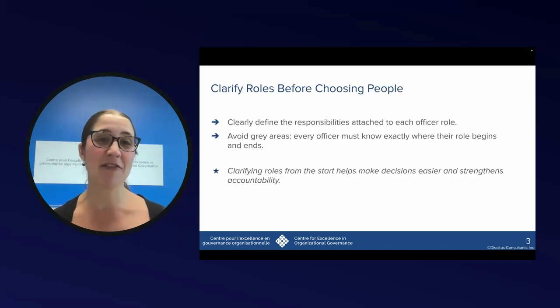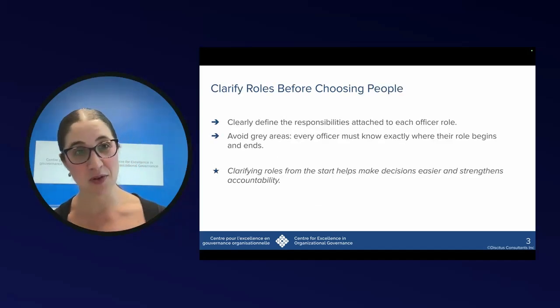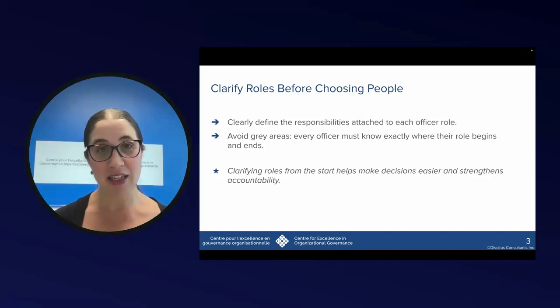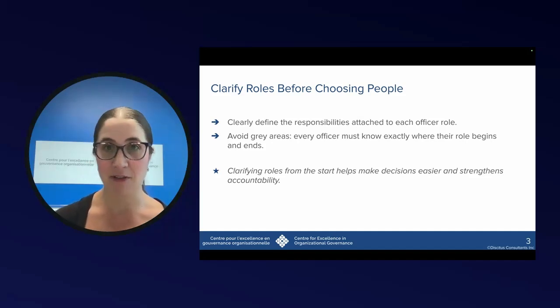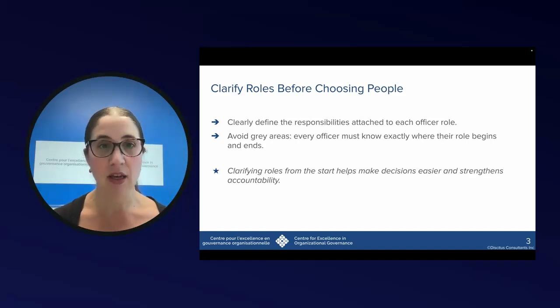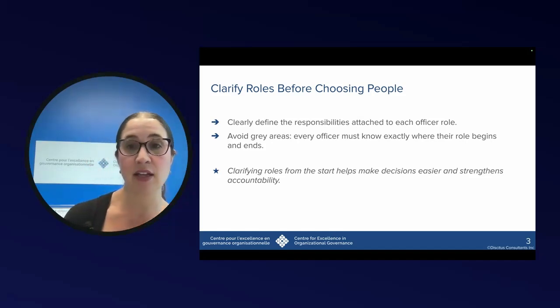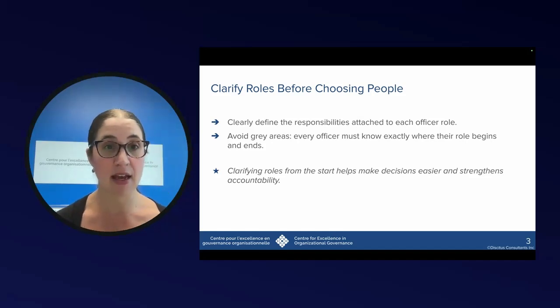So the first tip, clarifying roles before choosing the people for the roles. I invite you as a board to clearly define the responsibilities that are attached to each officer role. This is usually best documented in your governance policies and procedures. This will allow you to avoid gray areas. Every officer, in order to maximize efficiency and the board's performance, must know exactly where their role begins and ends. Clarifying roles from the start helps make decisions easier, and it also strengthens accountability on the board.